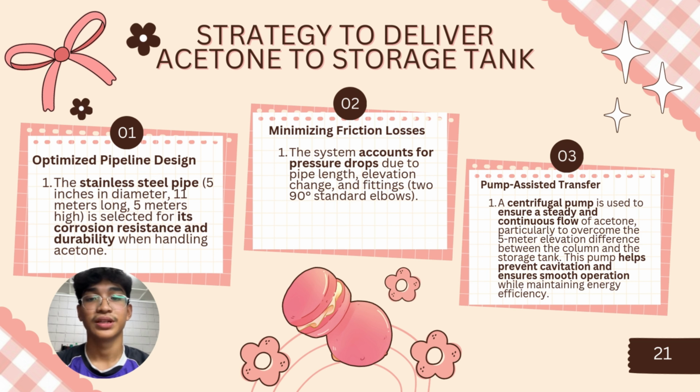And moving to the last point, which is that we use pump assisted transfer. We choose a centrifugal pump to ensure steady and continuous flow of acetone, particularly to overcome the 5 meter elevation difference between the column and the storage tank. This pump helps prevent cavitation and ensures smooth operation while maintaining energy efficiency.